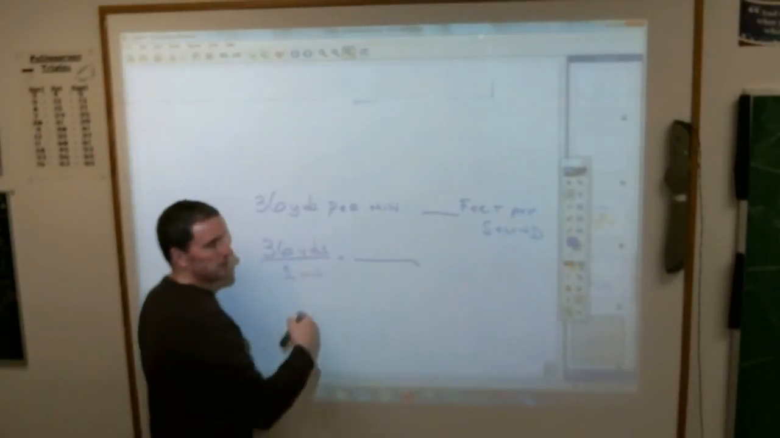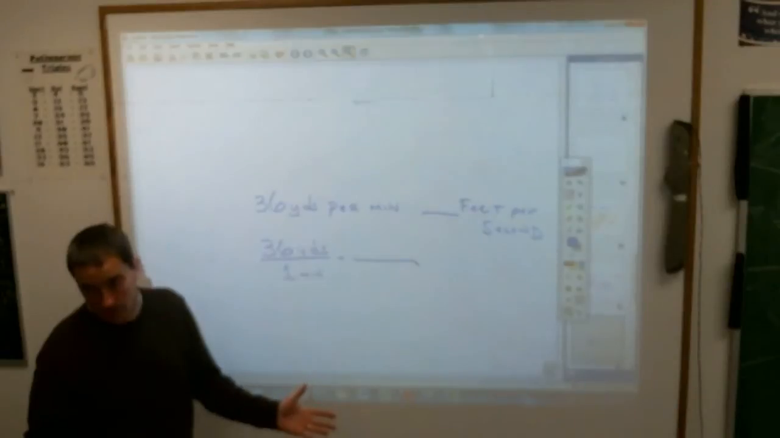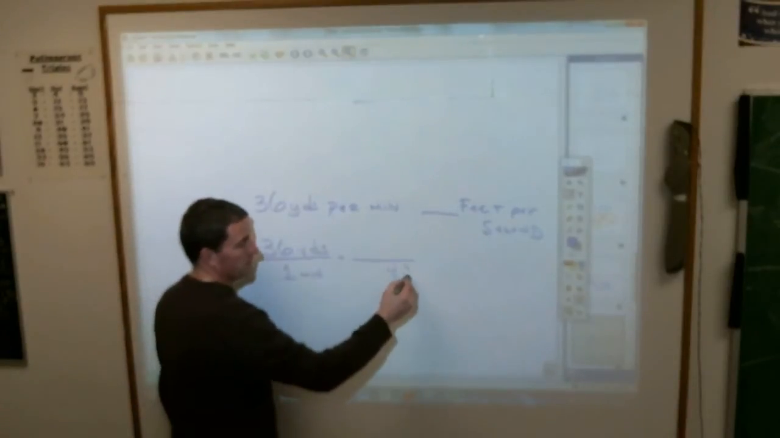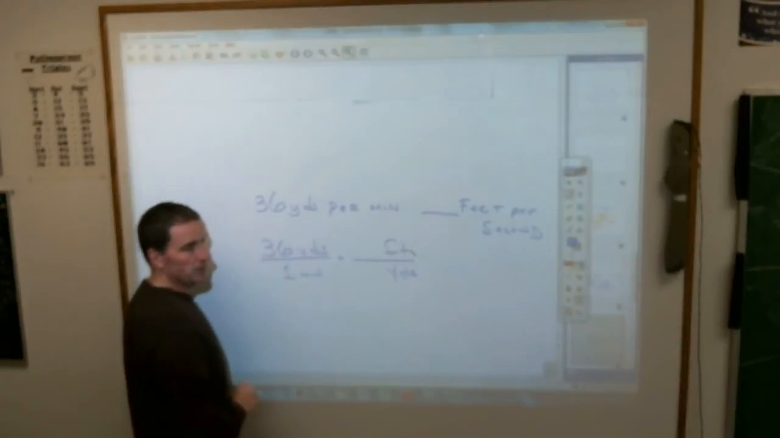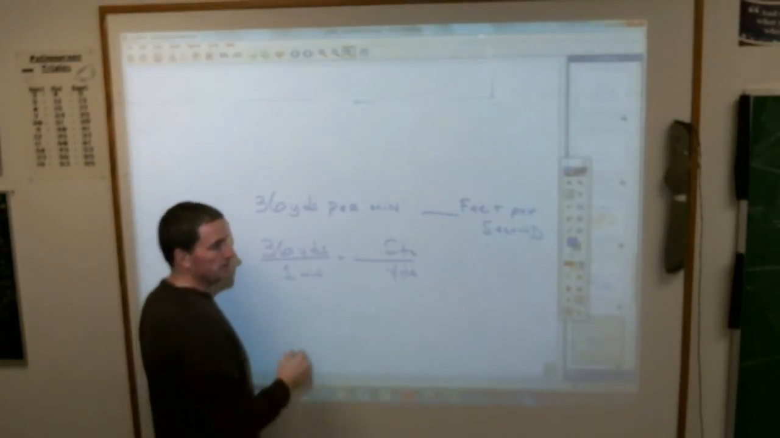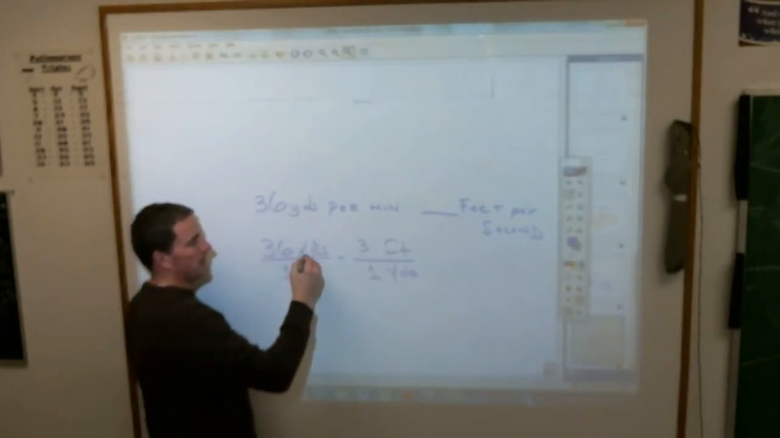How do I change yards into feet? Where does yards have to go on the new fraction? On the bottom, because it has to cross cancel. And I'm changing yards into feet, which means what goes on top? How many feet are in a yard? 3, right? Thank you for that. Now I've got rid of my yards.